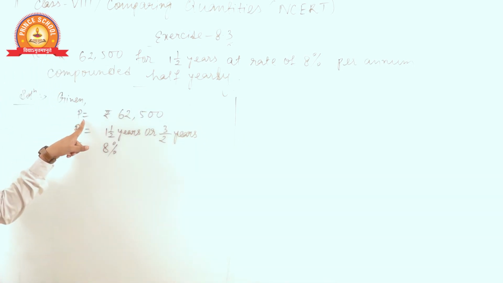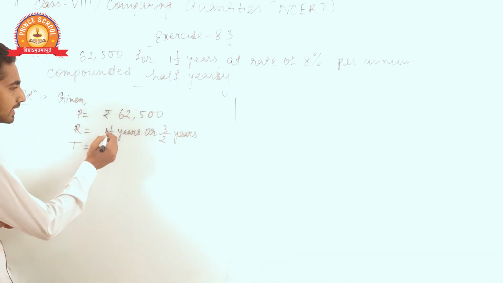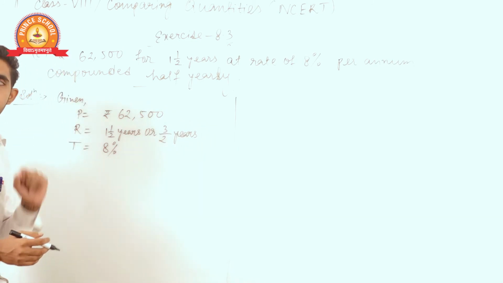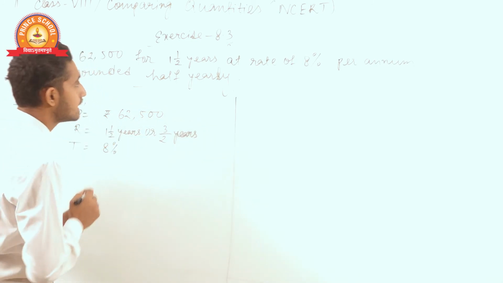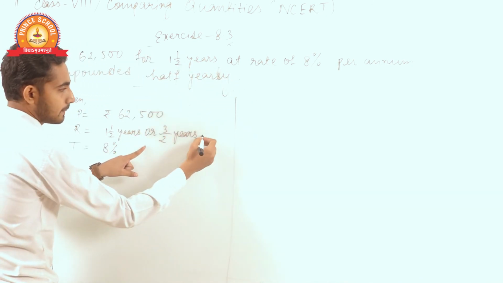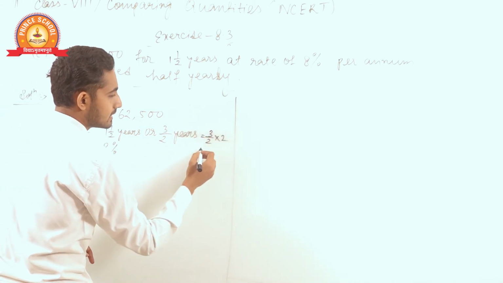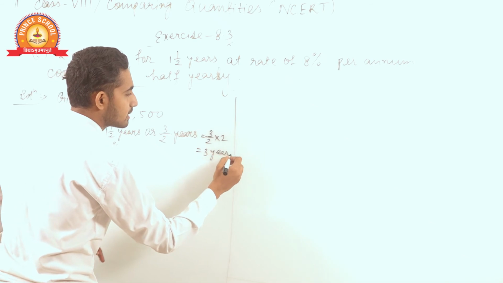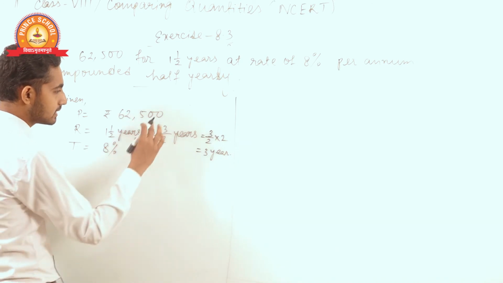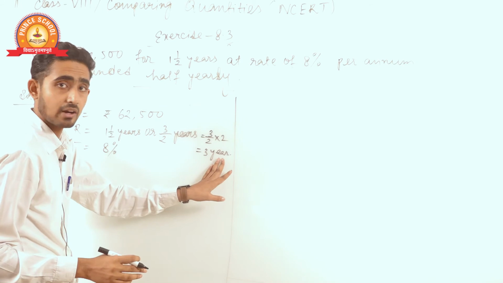So P is equal to 62,500 rupees, T is equal to 1 and 1 upon 2 years or 3 upon 2 years, and R is equal to the given 8%. Now always remember, when your question says half yearly, you have to find out accordingly: 3 upon 2 years means 3 upon 2 multiplied by 2, that means 3 half years. You probably know how many half years are in one year: 2 half years. So 1 and 1 upon 2 years is equal to 3 half years. It is called 3 half years.